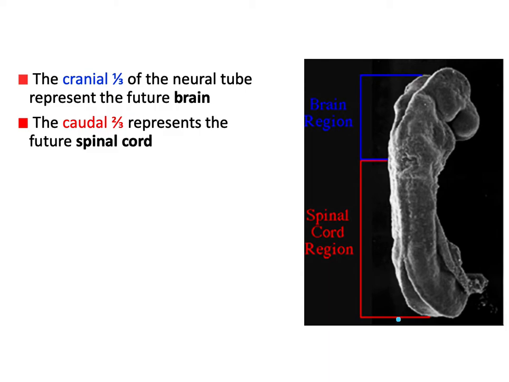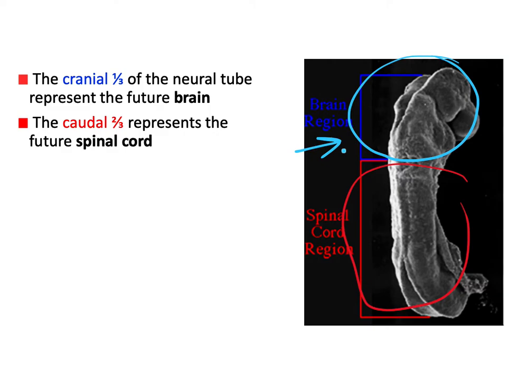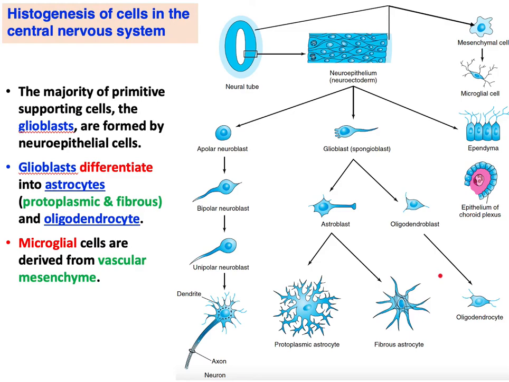Now, look at the neural tube here, my friends. We can divide it into the upper one-third of the neural tube and the lower one-third. The upper one-third will give the development of the future brain, which is very important. And the caudal one, of course, if this is the brain region, will give the spinal cord, right? So let us go back to the neural tube, which is very important, that will give the development of the brain and spinal cord.